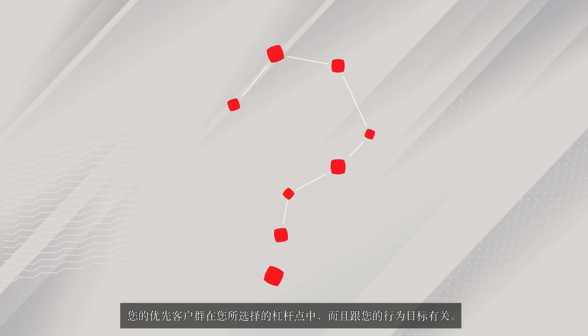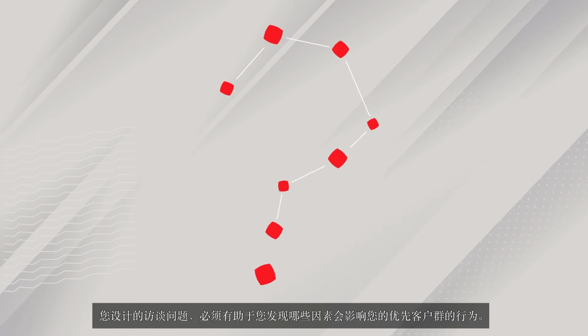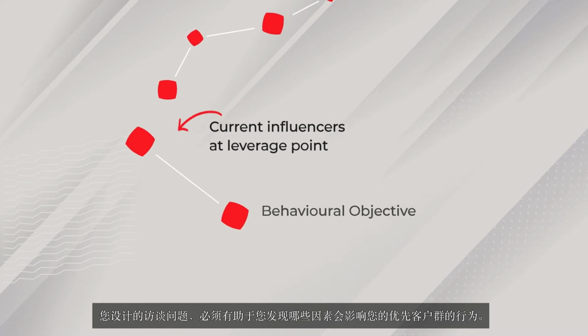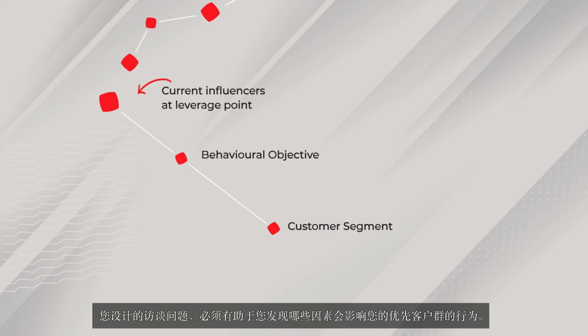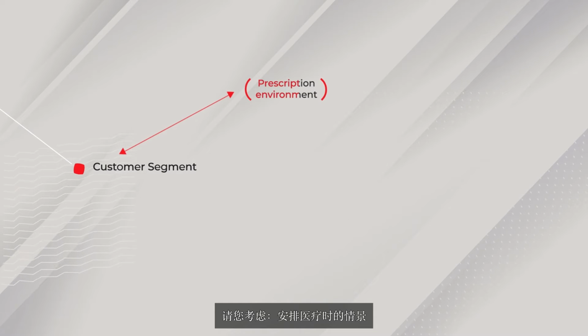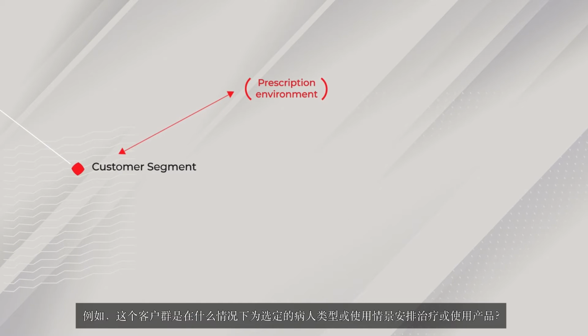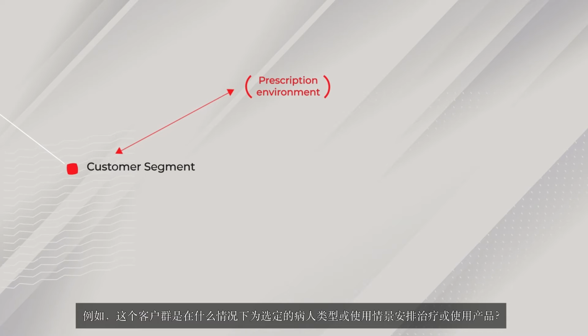It is important to design questions that will help you to uncover what influences the behavior of customers in your prioritized segment, at your chosen leverage point, and in relation to your behavioral objective. Consider the prescription environment. For example, what is the context in which this customer segment prescribes or uses the products for the selected patient type or usage situation?